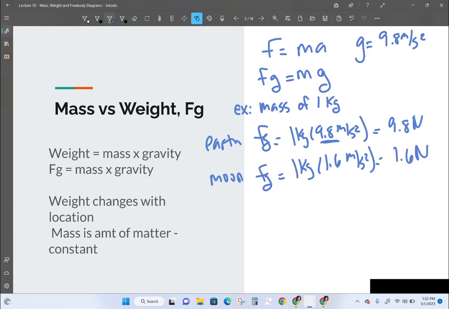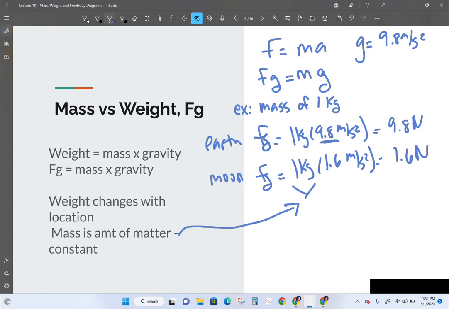So weight changes. But notice what did not change. Mass. Mass is how much stuff you're made out of, the amount of matter in the object, the amount of electrons and particles and atoms, and it is constant from place to place.